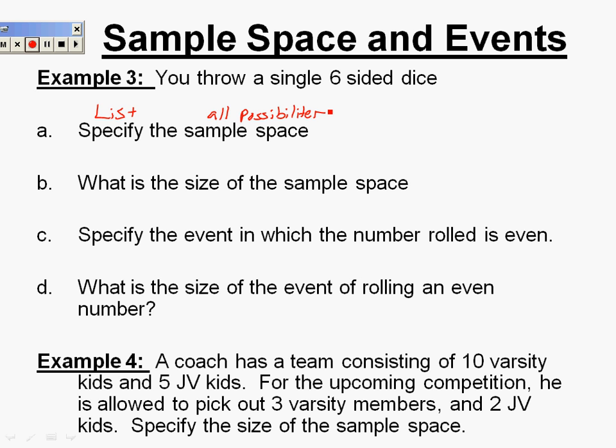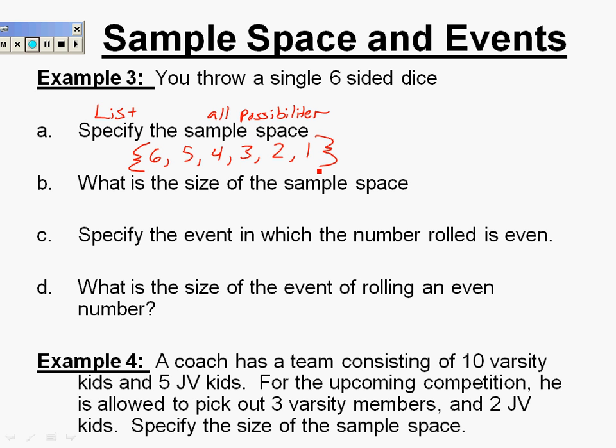So if I roll a dice, what are my outcomes? I could roll a 6, a 5, a 4, 3, 2, 1. It's just a list. That's all it is. So if we go back to that donut example and I said specify the sample space, you just have to name for me all the different types of donuts in that shop.